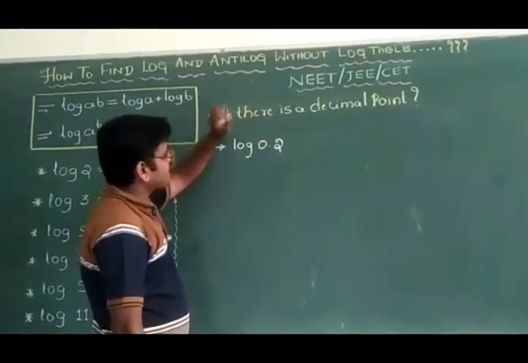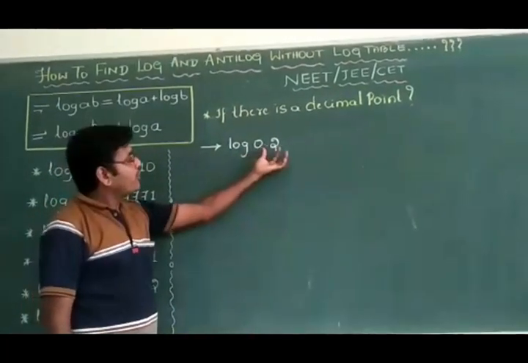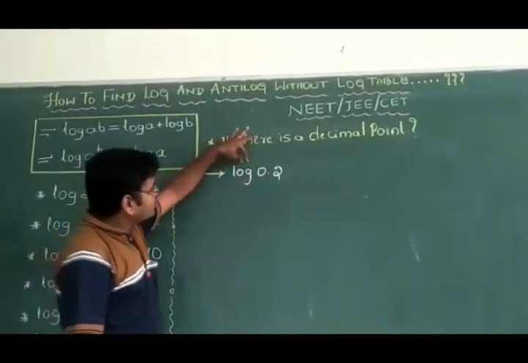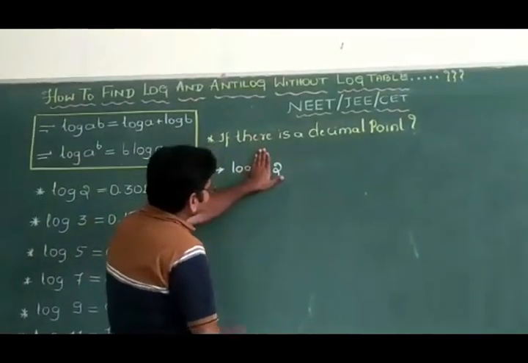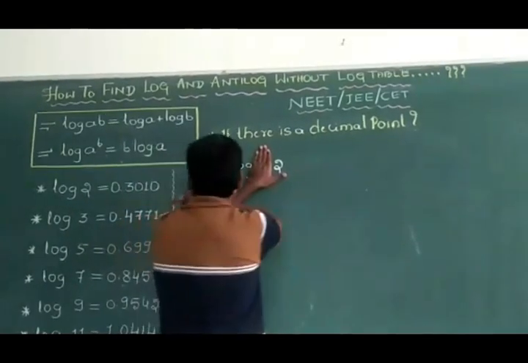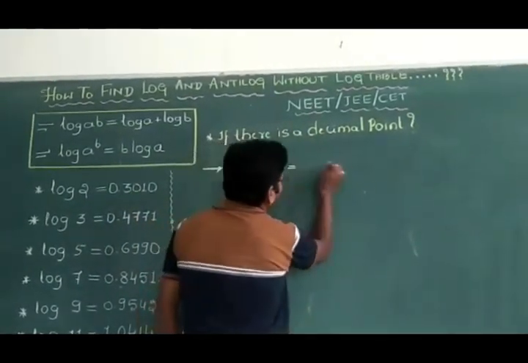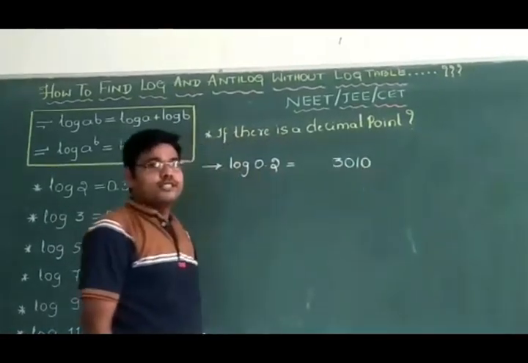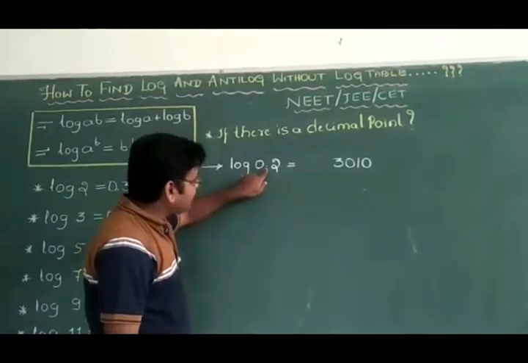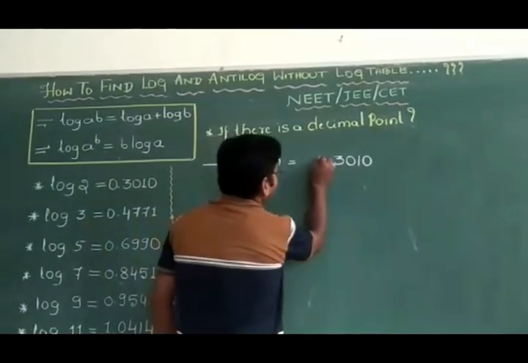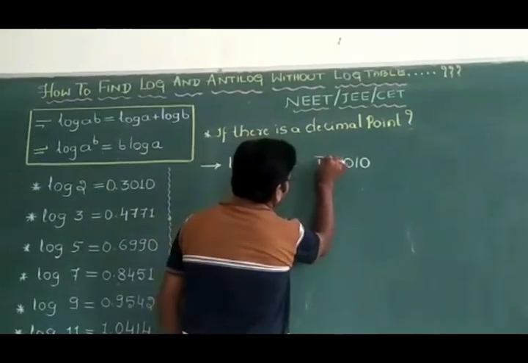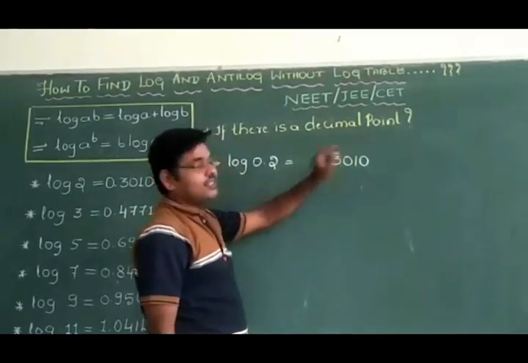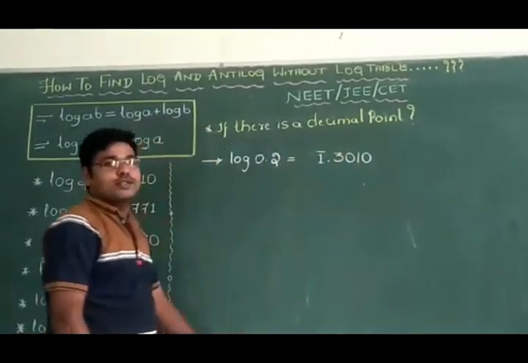Let us take a first example, log 0.2. This number contains a decimal point. So instead of log 0.2, let us check the log 2 value. Already you know the log 2 value: the 4-digit number is 3010. And because of the decimal point, you write the characteristic as bar 1. Then put the decimal point: bar 1.3010. So this is the value of log 0.2.